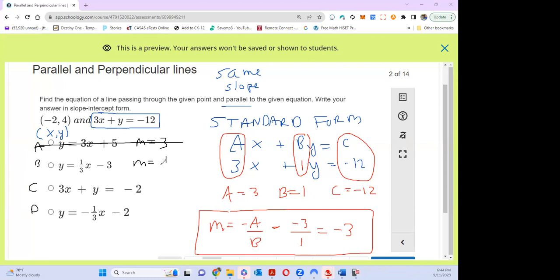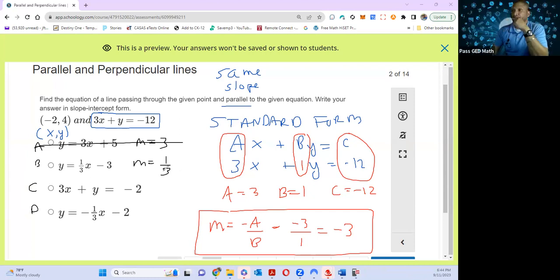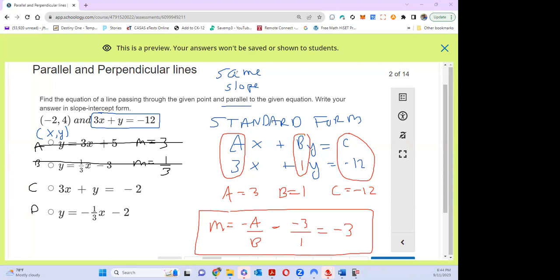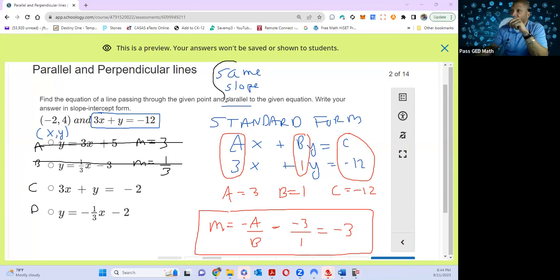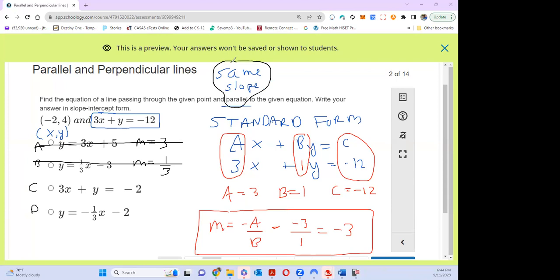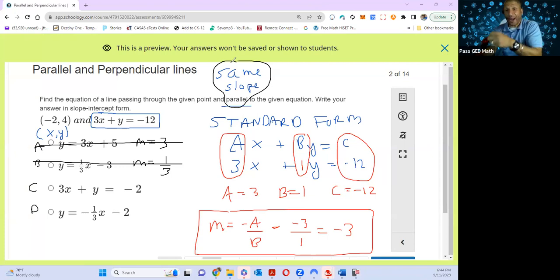One over three. Can it be B? No, it's not. It can't be, because parallel lines have the same slope. This question is asking about parallel, not perpendicular.